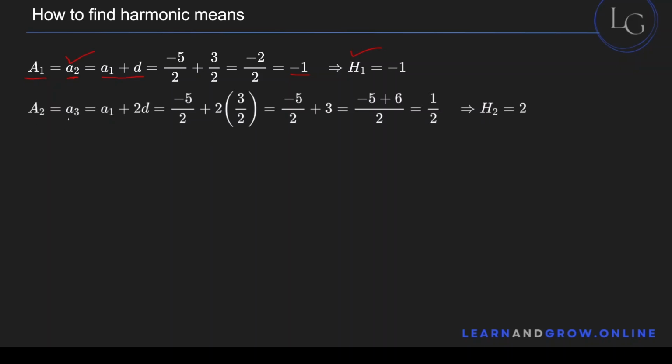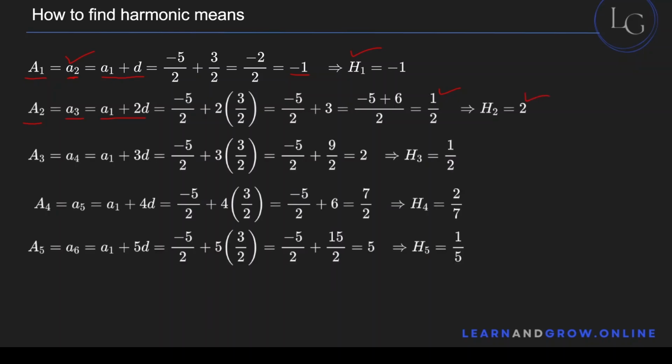The second arithmetic mean is the third term of the progression, and that is equal to a1 plus 2d. And when you solve this, you find out that it is equal to 1 by 2, and its harmonic equivalent will be its reciprocal, which is 2, and so on. You will find the values of the rest of the means. So you now have these 5 harmonic means, and the required harmonic means are minus 1, 2, 1 by 2, 2 by 7, and 1 by 5. And so you solve the question, and now you know how to find harmonic means.